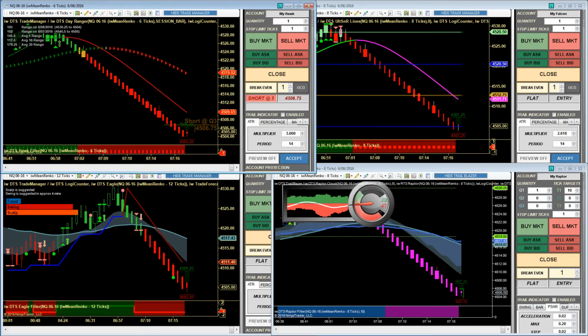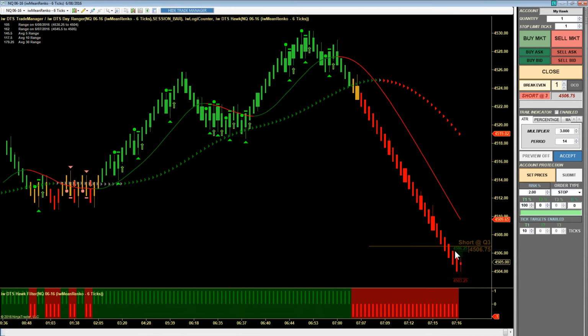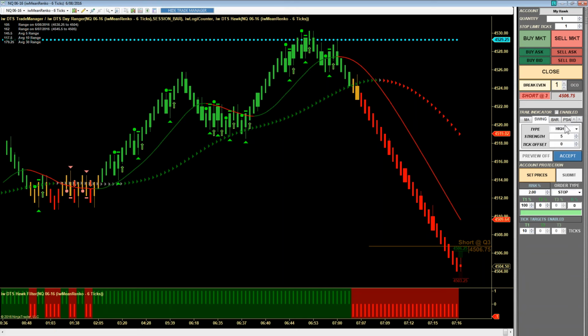All right, well, if this trade can get a little bit of traction, I'm going to turn on the stops, and you can see it actually managed the stops. I guess I better get some sort of stop going here. We'll throw a swing stop in there.